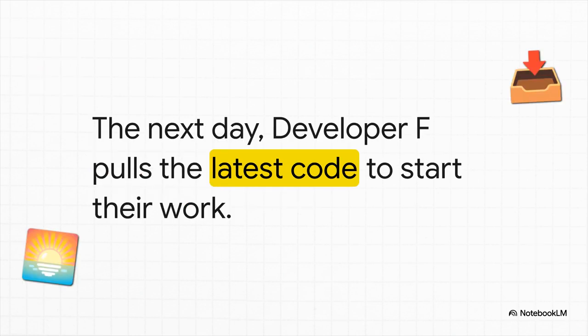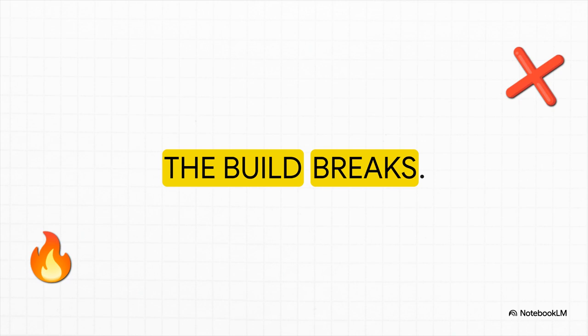So, next morning, Developer F comes in, grabs a coffee, pulls down all the latest code from Developer A, and gets ready to crush their tasks for the day. And then, bam, the build breaks. Everything just falls apart. The project won't even compile. Code that was working perfectly fine yesterday is now just a sea of red error messages. Developer F is totally blocked.